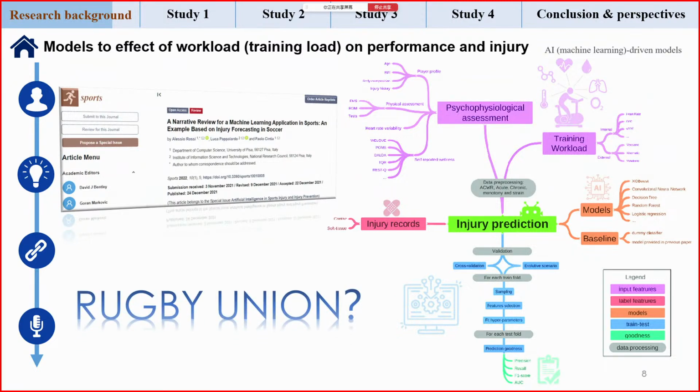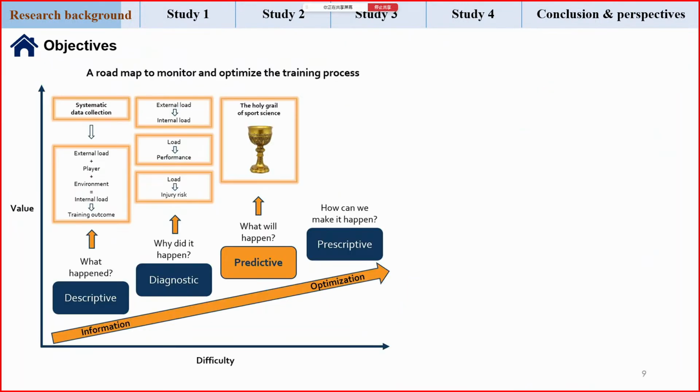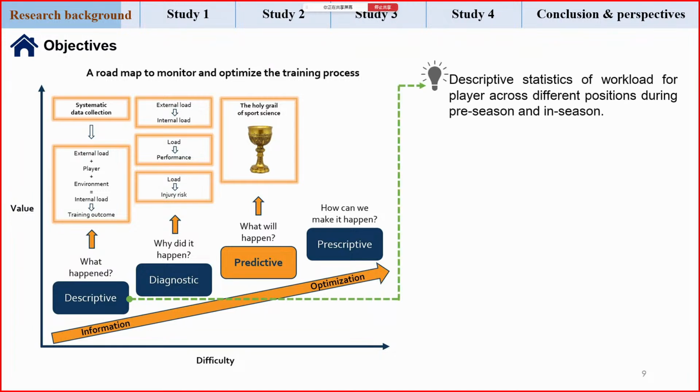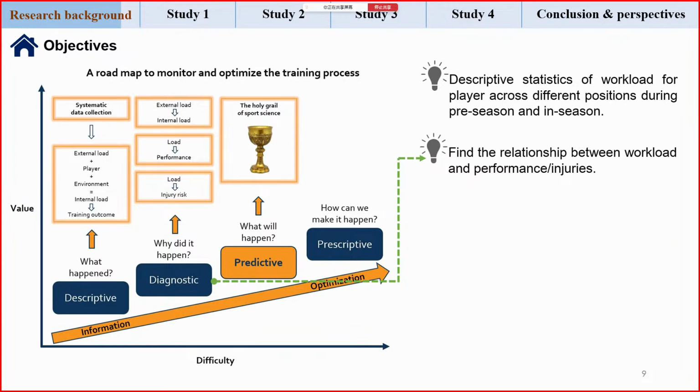So can rugby union prediction research also draw from this framework? According to a roadmap to monitor and optimize the training process, during the descriptive phase, we answered what happened by starting with descriptive statistics of workload for players across different positions during preseason and in-season. In the diagnostic part, we answered why did it happen by finding the relationship between workload and performance, as well as workload and injury.